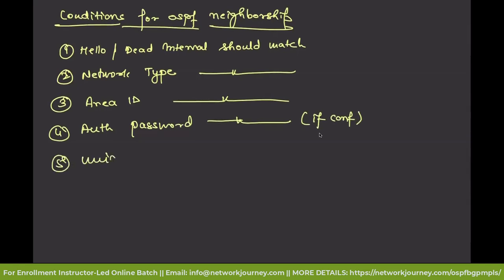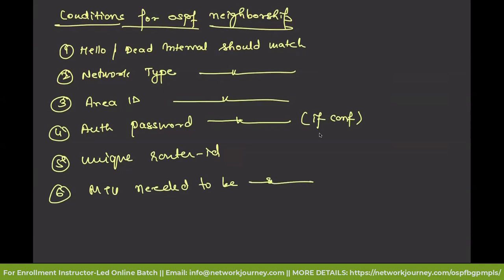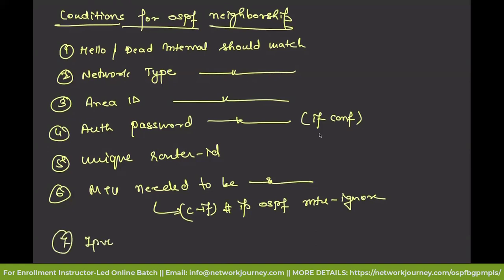It should have a unique router ID. Your MTU needs to match, although there is one command at the interface level by which you can ignore this. The command is ip ospf mtu-ignore. In some cases you need to have a different MTU, and in those cases you can use that. Then in the case of IPv4, your subnet should be the same.